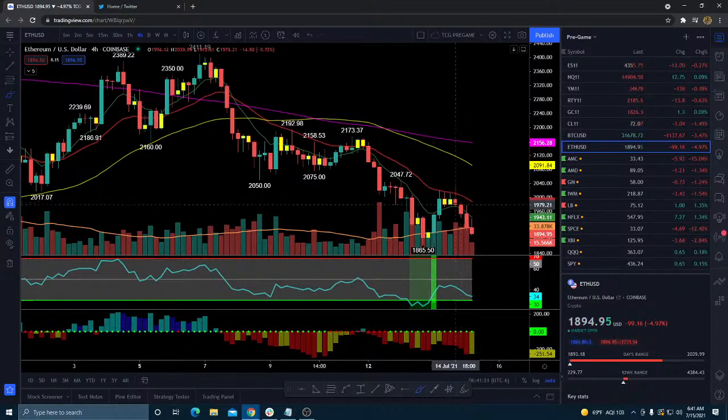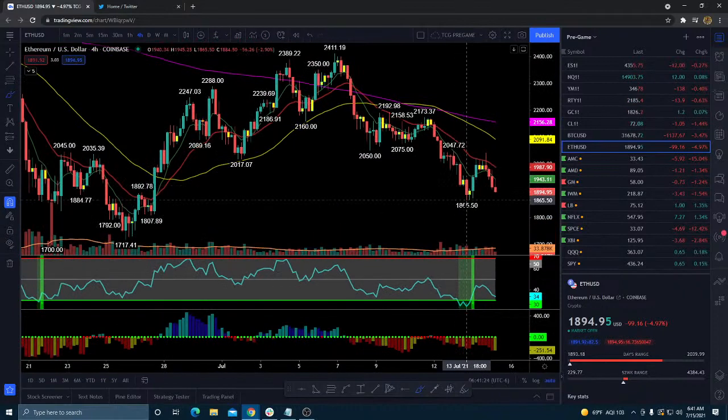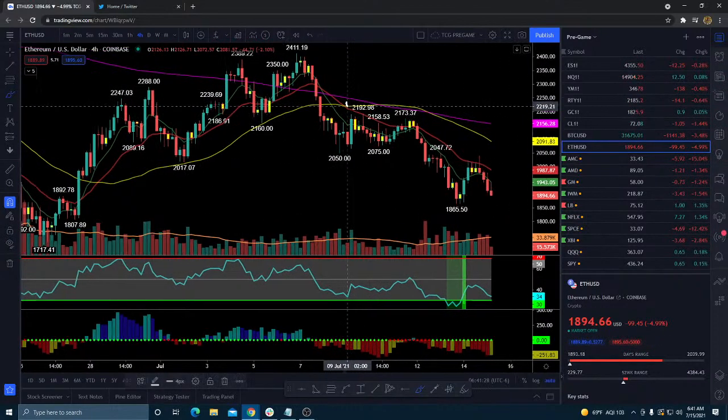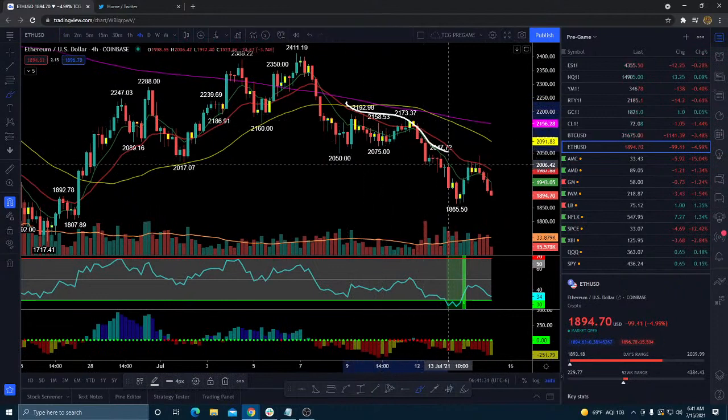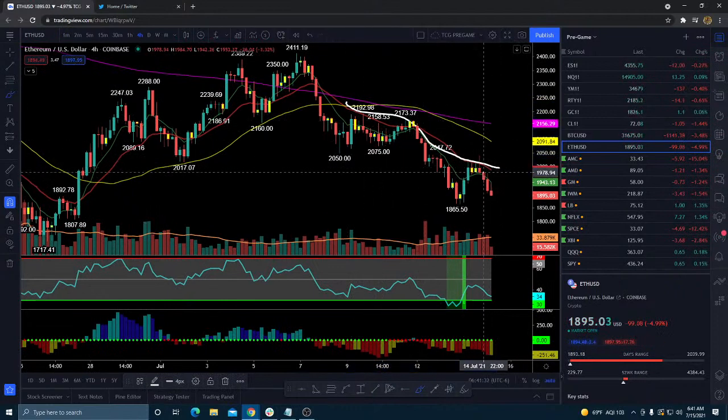Resistance on Ethereum 2039, 2047, support 1865 and 1807. Hourly and 4-hour EMAs are resistance, reject. Every time the bulls poke their head over the electric fence, they get zapped. So crypto is bearish. And what does that mean?